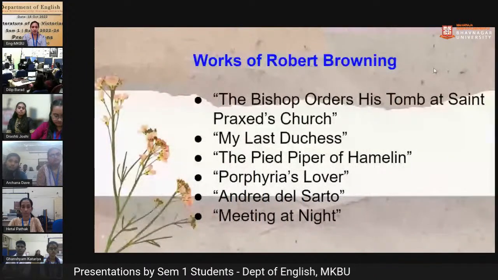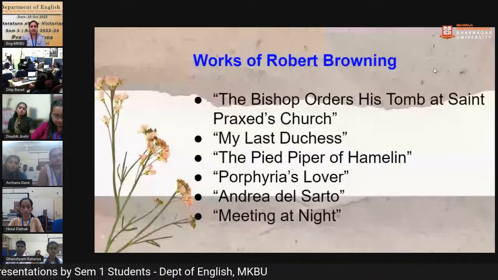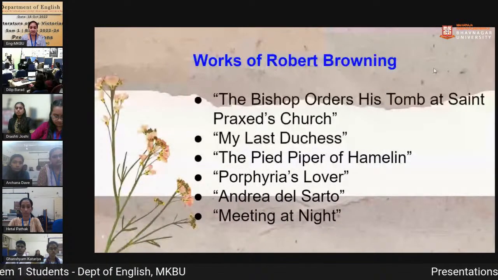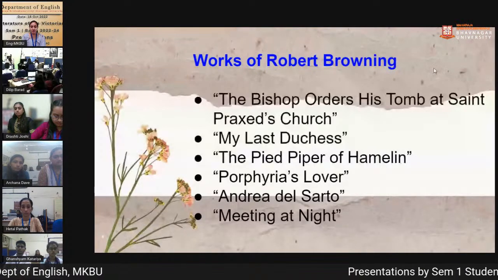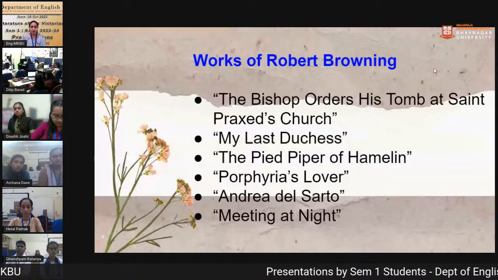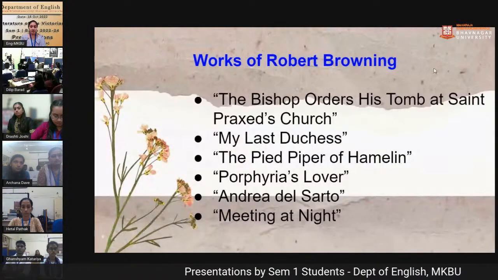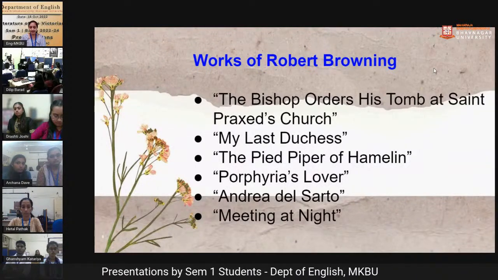The Bishop Orders His Tomb at Saint Praxed's Church. My Last Duchess. The Pied Piper of Hamelin. Porphyria's Lover, Andrea del Sarto, Meeting at Night.